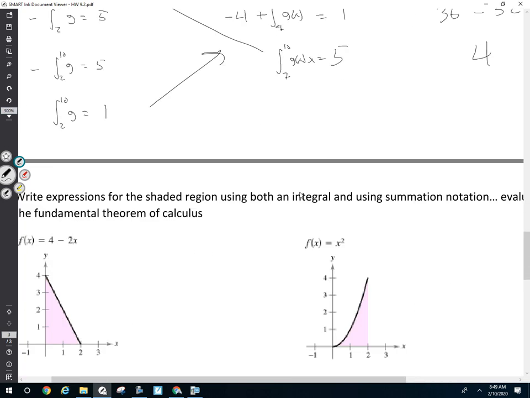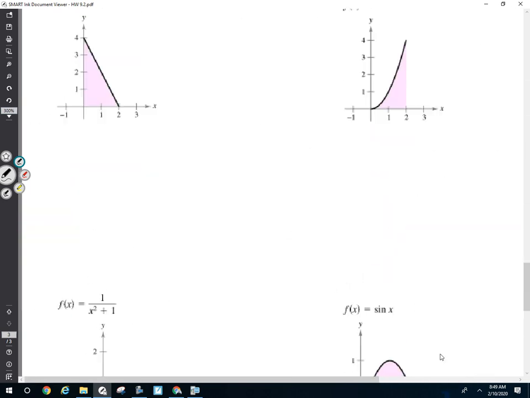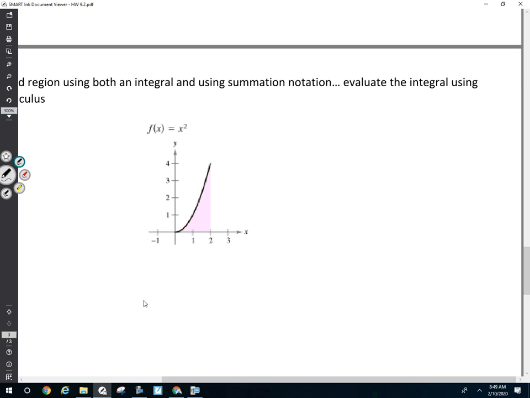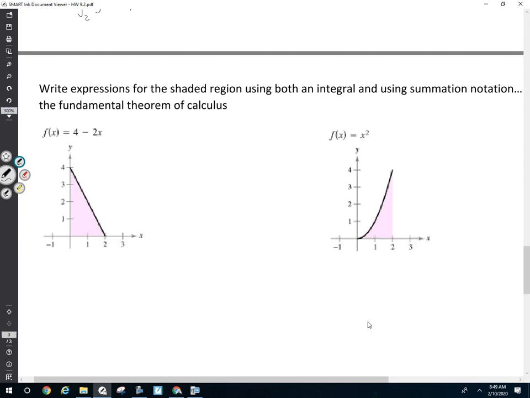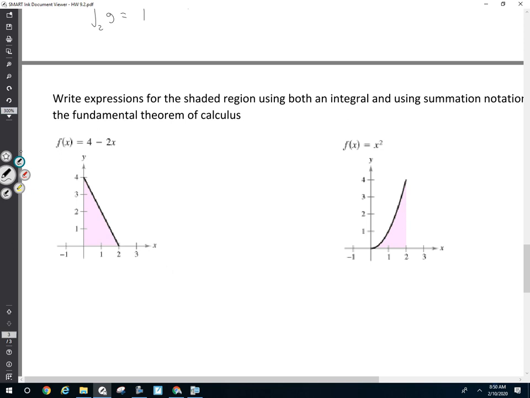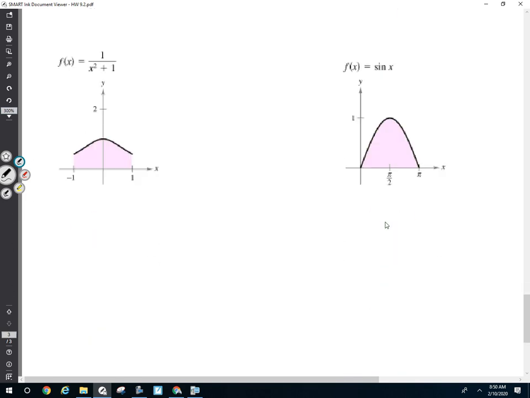All right, what's next? Oh, right, expressions. The shaded region using both an integral and using summation notation, evaluate the integral using the fundamental theorem of calculus. I'll do the integral down here. It's easy enough. 0 to 2 of 4 minus 2x, right? Integral from 0 to 2 of x squared. Oh, you don't know how to take the antiderivative of that, so we'll go from negative 1 to 1 of 1 over x squared plus 1. Actually, you do. Oh, man, you're going to flip out on that one. No. Integral from 0 to pi of sine x.